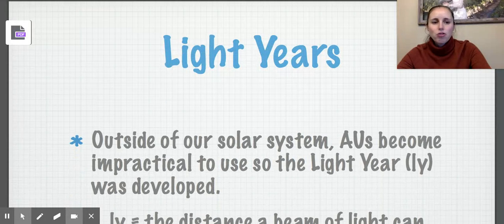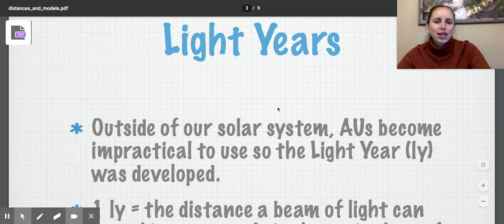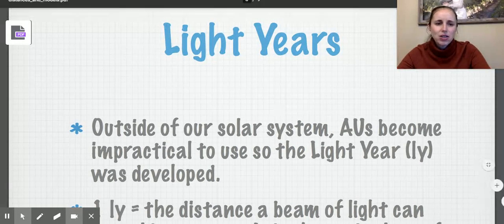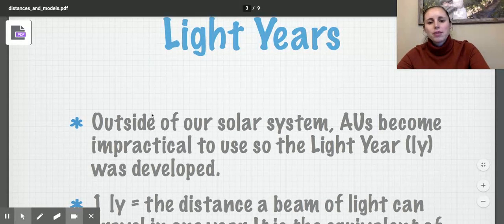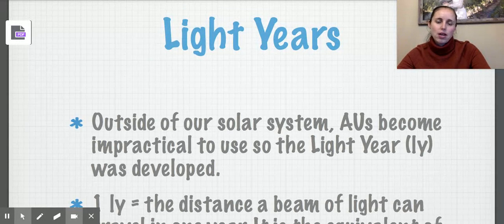The other term that you've probably heard is light years. If you watch any sort of space TV or space movies, they always talk about light years. Light years are used to measure things outside of our solar system. Inside of our solar system, astronomical units work great. Outside of our solar system, things are even bigger, things are even further away, so astronomical units really don't make sense. So instead, we developed the light year.